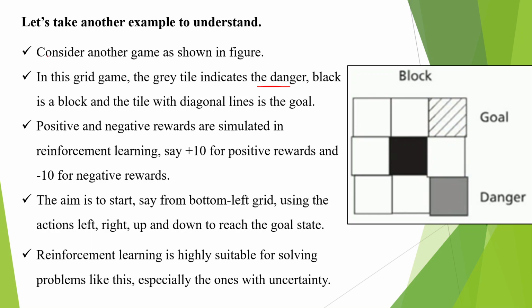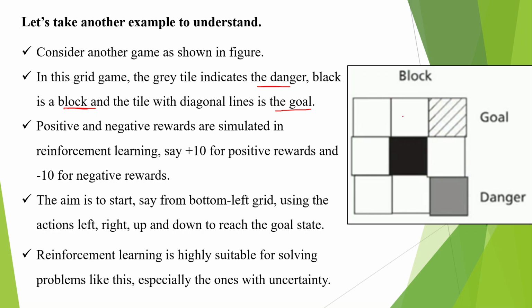Black brick indicates the blockage. The tiles with the diagonal lines indicate the goal. So wherever the agent is in this particular environment, its ultimate goal is to reach the goal brick. Okay, goal block. Here it has to come.